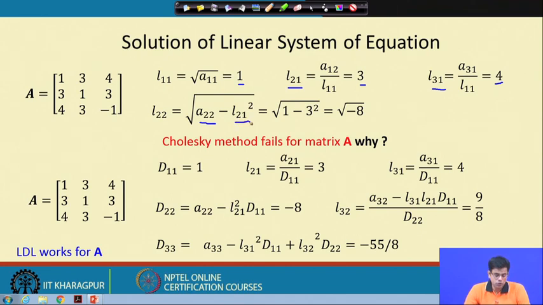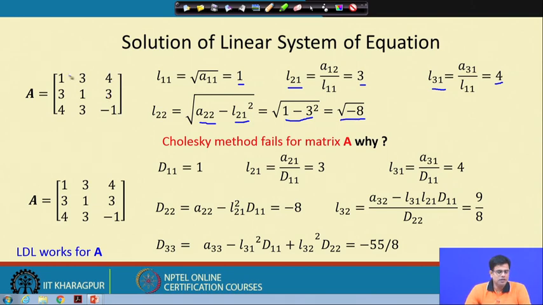it is A22 minus L21 squared. Now, L21 we have found to be 3, and A22 is actually 1. So, 1 minus 3 squared is root over minus 8. So, here you can see that the Cholesky method fails. This matrix, even though it is symmetric, is not positive definite.